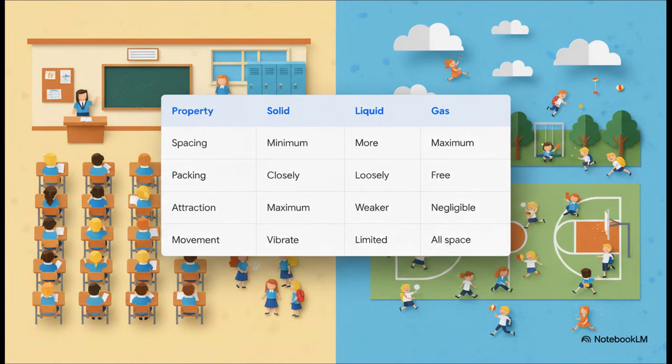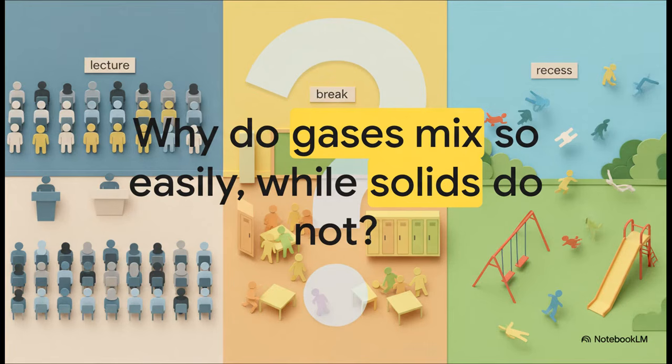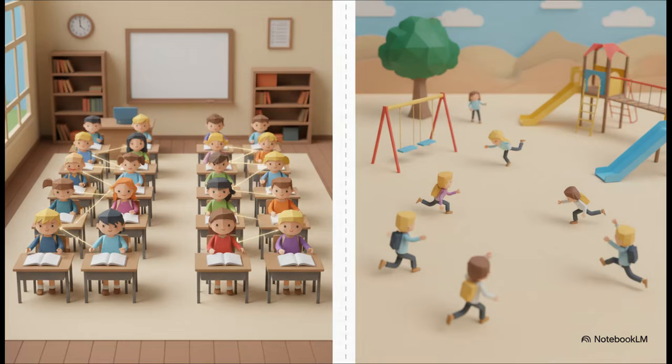Got it? Perfect. Now, here's a classic exam question you might get. Why do two gases, like air and perfume, mix so easily, but you can't just push two wooden blocks together and make them mix? Think back to our student story. It's recess time versus lecture time. And here is the perfect answer for your exam.